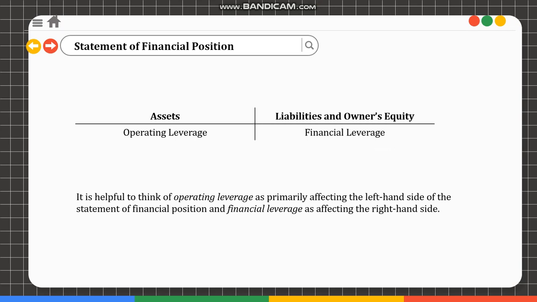It is helpful to think of operating leverage as primarily affecting the left-hand side of the statement of financial position, and financial leverage as affecting the right-hand side, which is the liabilities and owner's equity, since it determines how the operation is to be financed. And basically, financial leverage is also termed as trading on equity, or the use of borrowed funds to purchase assets for the entity and not to spend too much of their own money.